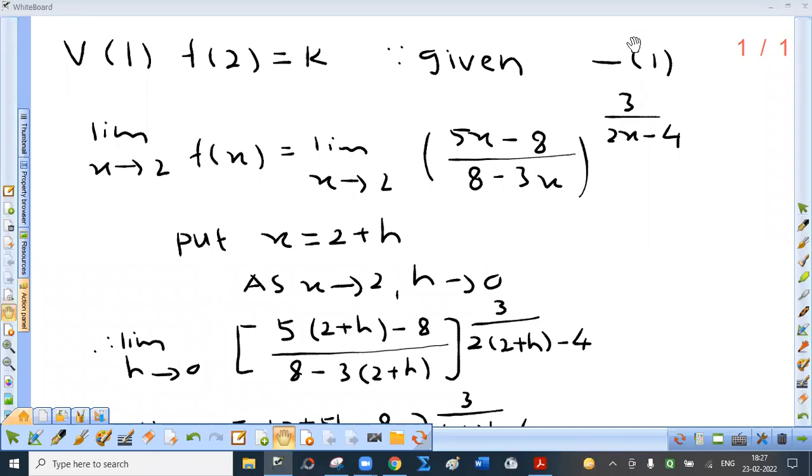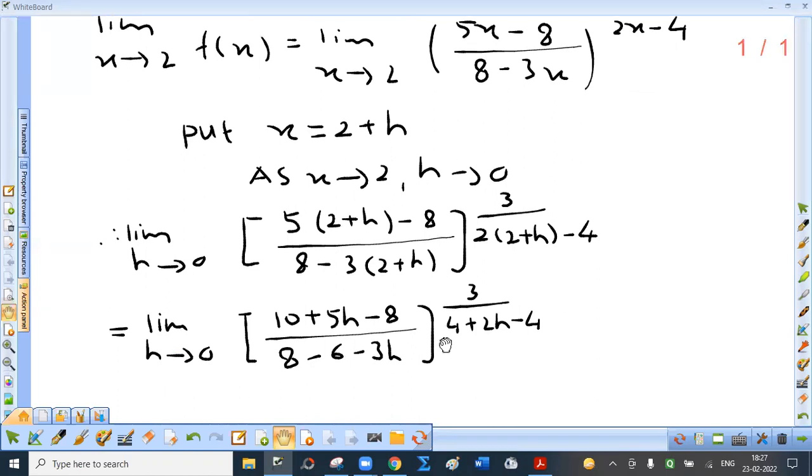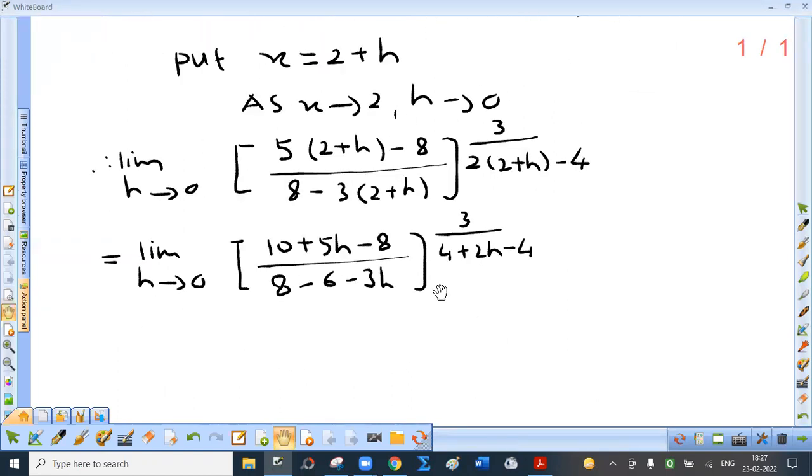Now, in the standard limit, you will notice that x tends to 0. Here, x is tending to 2. So we have to put x equal to 2 plus h. As x tends to 2, h will tend to 0. So limit h tends to 0, (5 into (2 plus h) minus 8 upon 8 minus 3 into (2 plus h)) raised to 3 upon 2x minus 4. That is, I'm sorry, 3 upon 2 into (2 plus h) minus 4. Simplified to get this.